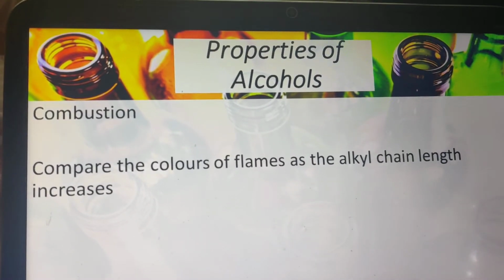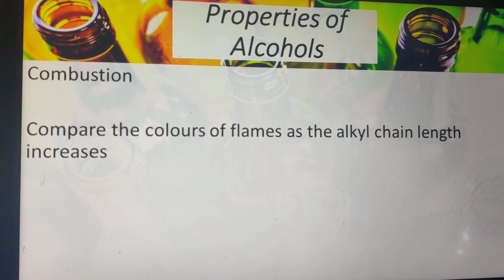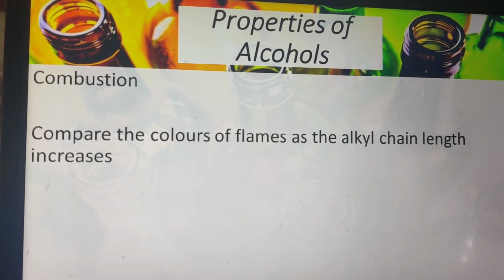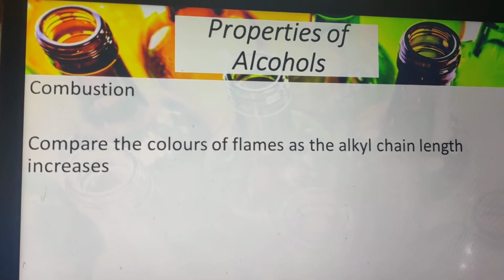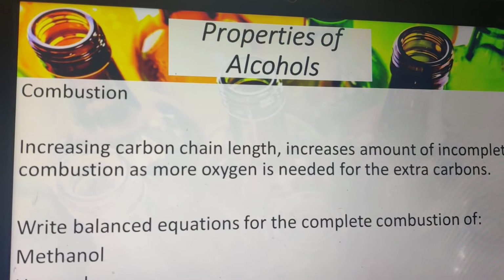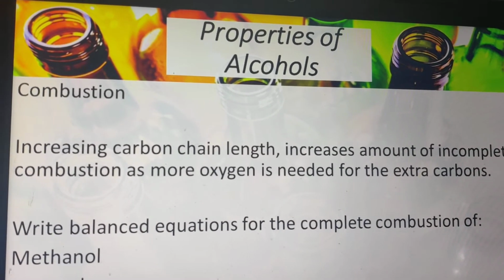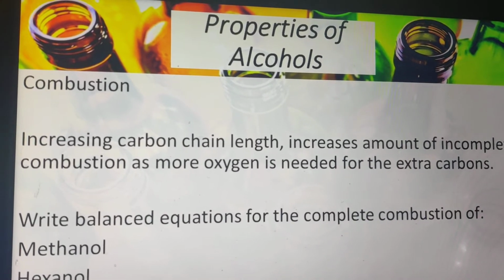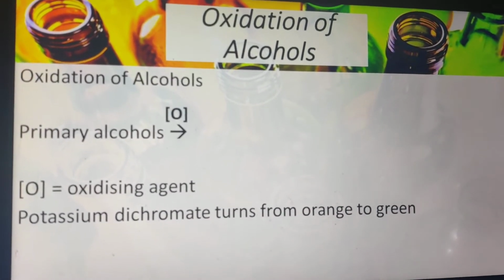The shorter the chain, sorry, getting wobbly hands now. Shorter the chain, the cleaner the flame. You get a nice blue flame when you burn methanol. By the time you get to ethanol, propanol, they're starting to get a bit yellow, a bit sooty. And that's just because you need more oxygen to oxidize all those extra carbons into carbon dioxide. So you end up with more incomplete combustion, which is a problem environmentally, things like that.